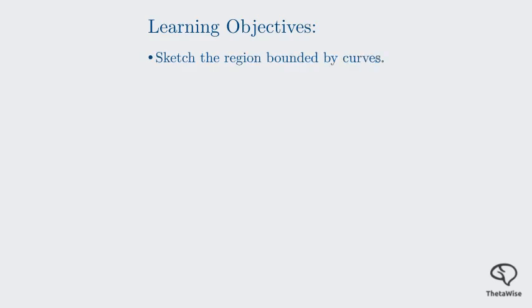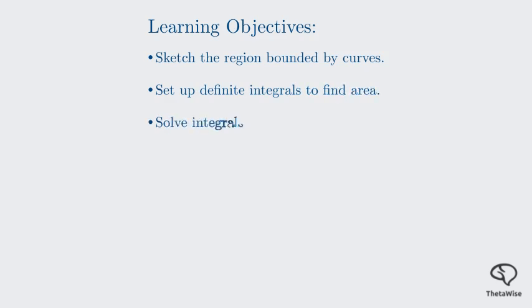You will learn to: first, sketch the region of interest. Second, set up the correct definite integral, which involves identifying the upper and lower functions. And third, solve the integral to find the area. It's important to understand the concept and not just memorize formulas, so let's learn together. We'll start with our first question from Activity 5.1.